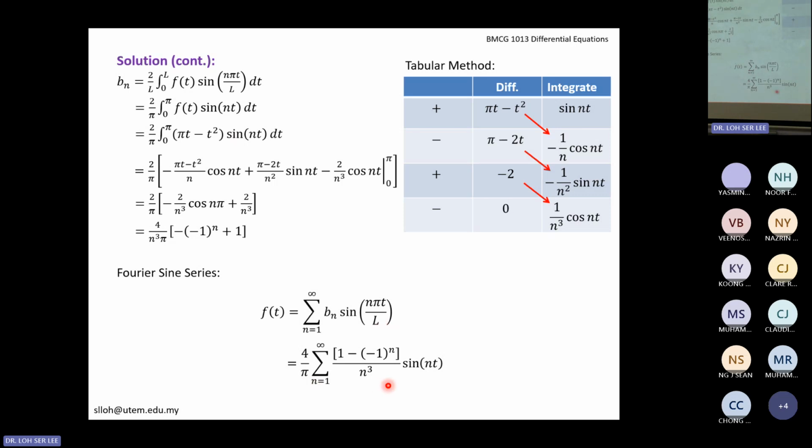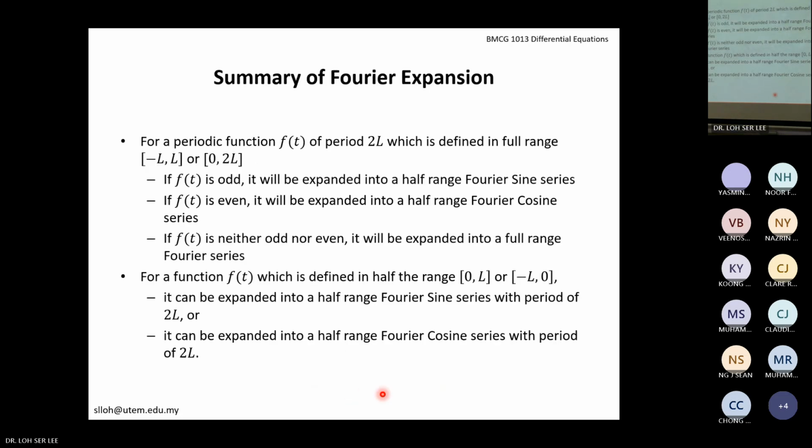So for Fourier sine series, when the function is odd, you just need to find Bn, but use the correct formula. Okay, this is the summary of the Fourier expansion. So there are two situations that you need to take note.